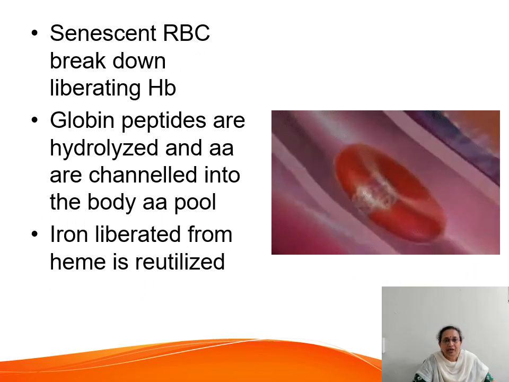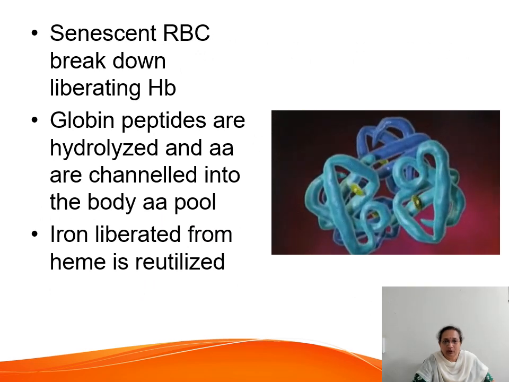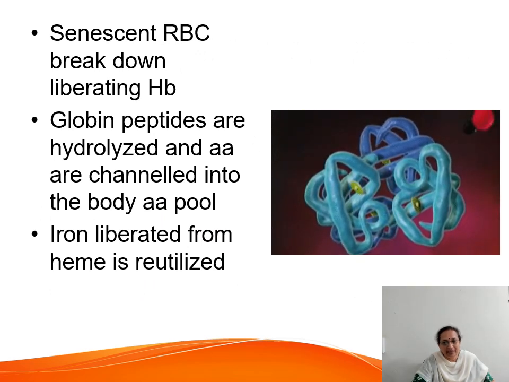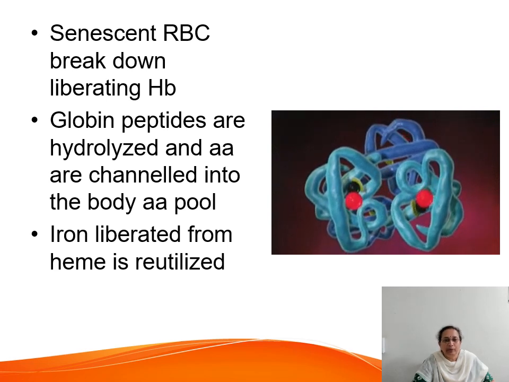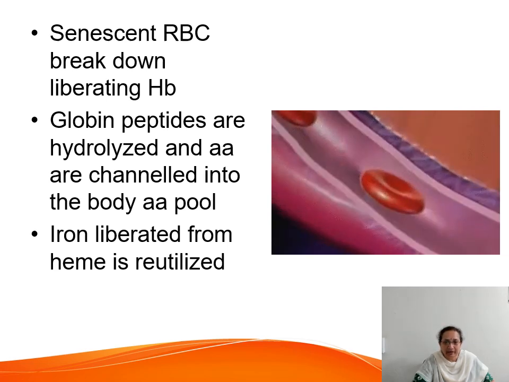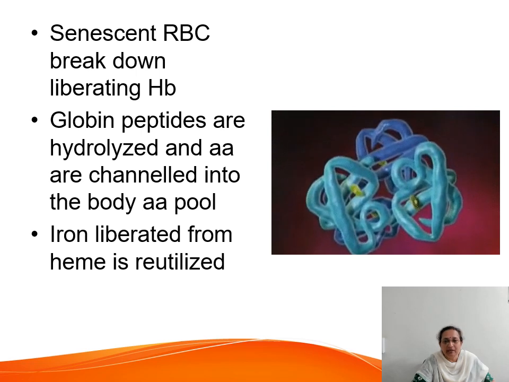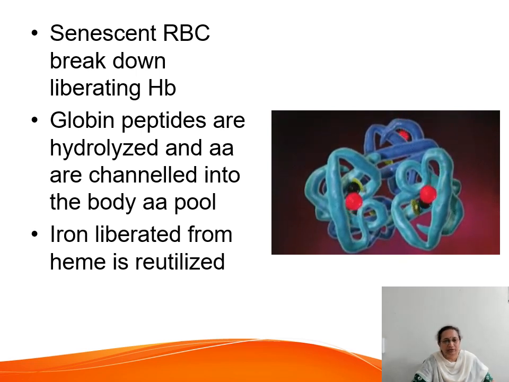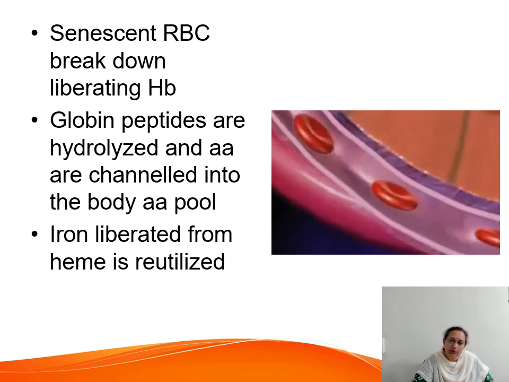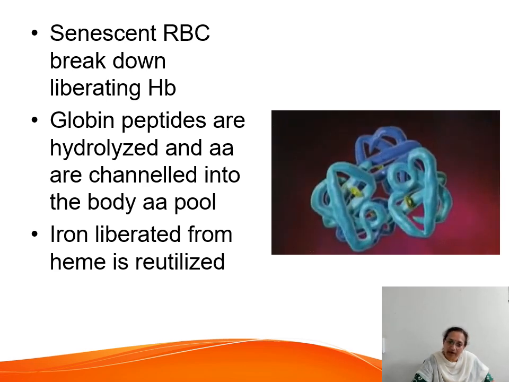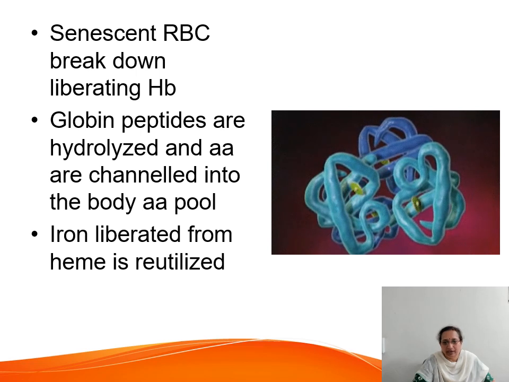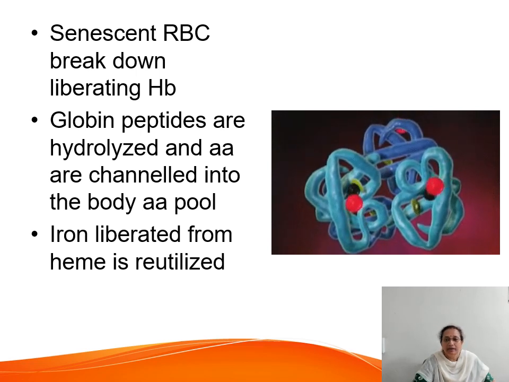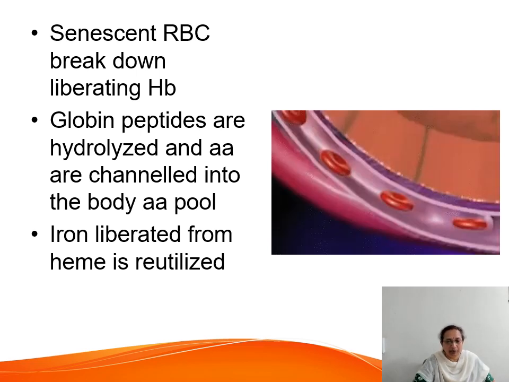So senescent RBCs, that is the old RBCs, break down liberating heme and globin. Globin peptides are going to be hydrolyzed and the independent amino acids are channeled into the body amino acid pool for its reutilization. Then whatever iron is liberated from heme, even that iron is also reutilized in the heme synthesis or the formation of other heme containing proteins.